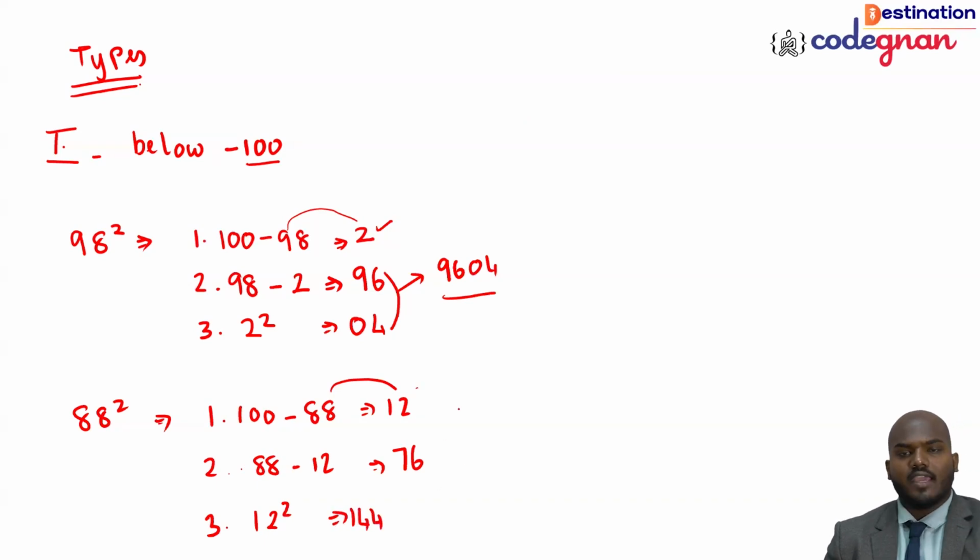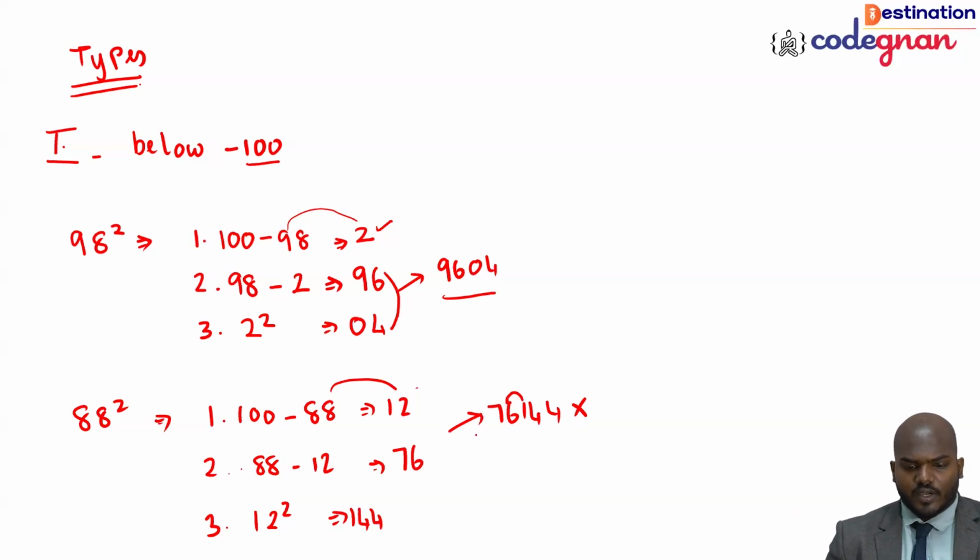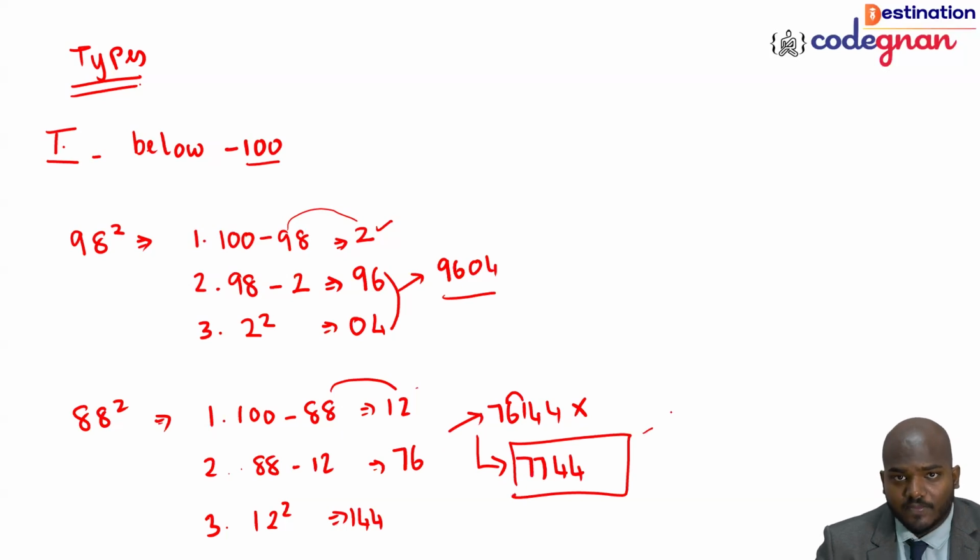If you write 76144, then it is a wrong answer. Logically guys, this is a 2 digit number. If you're squaring that, it will give you a 4 digit number only. It can't generate 5 digits here. So you need to merge this one. If you merge this, the value is 7744. Make sure you apply this and you can get the answer. If you want, you can try with other sums as well.